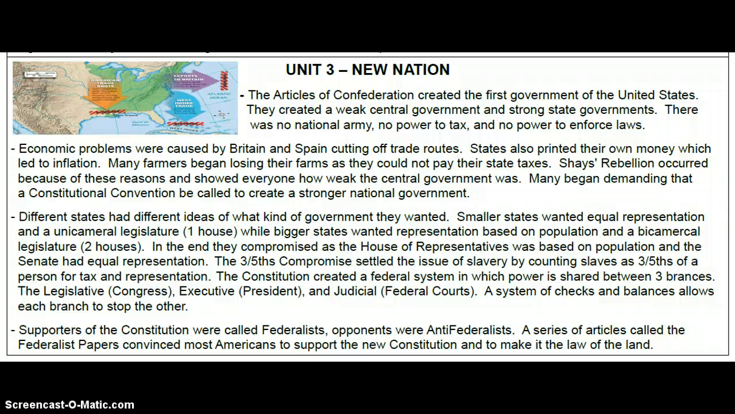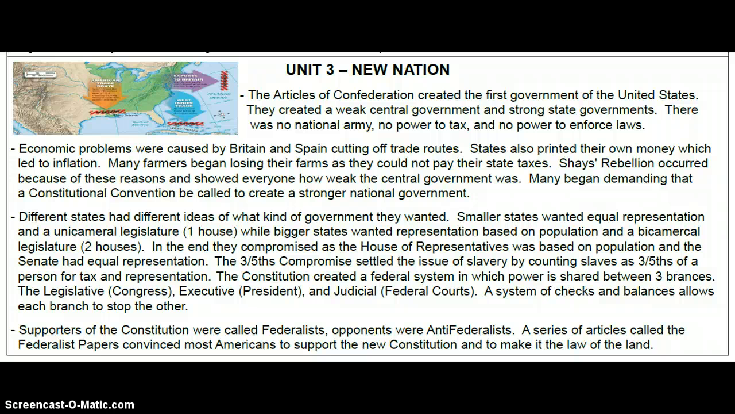Remember, 2 per state. The 3/5 compromise settled the issue of slavery by counting slaves as 3/5 of a person for tax and representation. The Constitution created a federal system in which power is shared between 3 branches, with an H, branches.